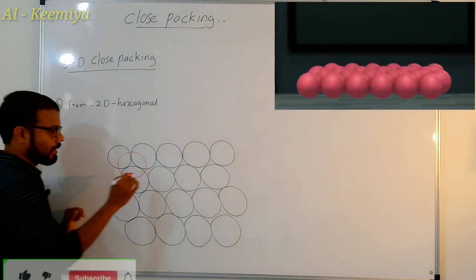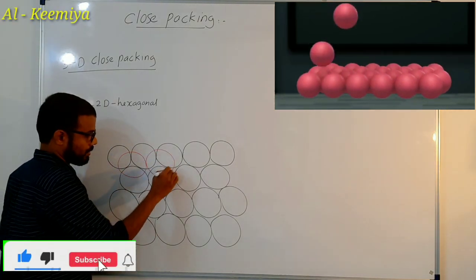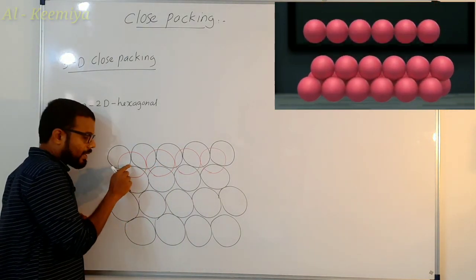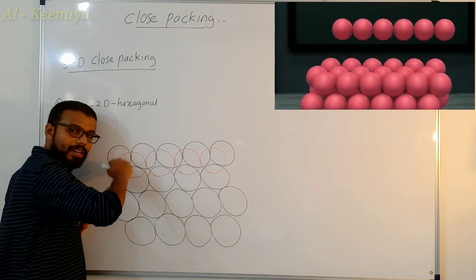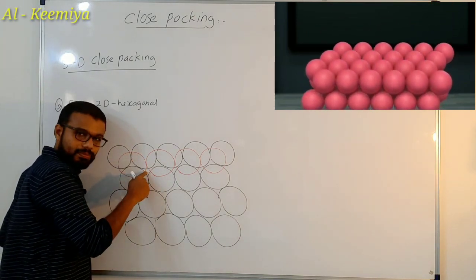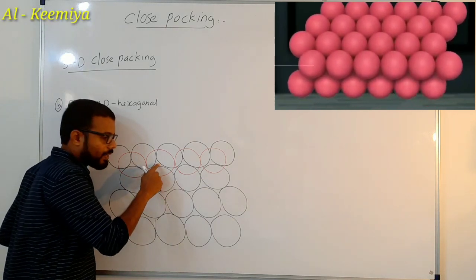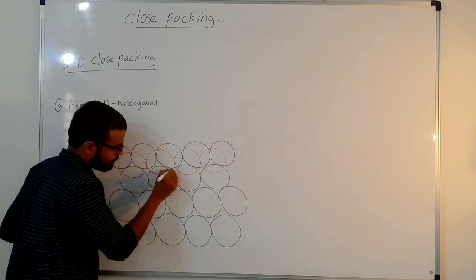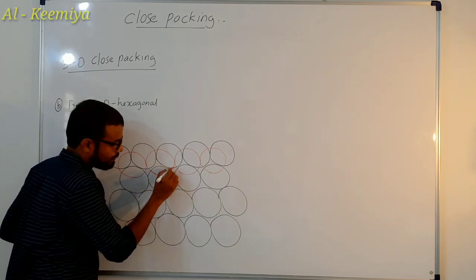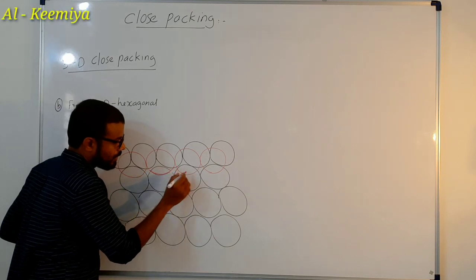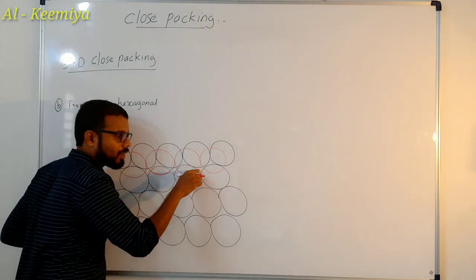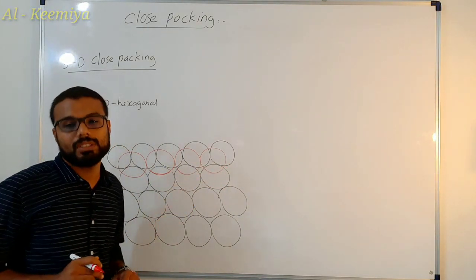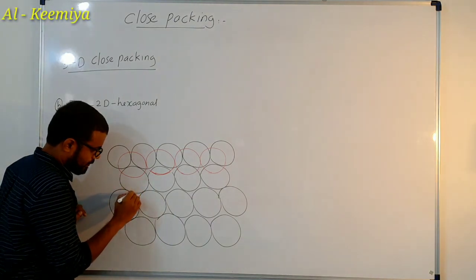This is the second layer. Now here again we are placing. Now you can see one thing. When we place this second layer, this triangular void is covered by a red sphere, but this one is not. Again, this one is covered, this one is not. So alternate triangular voids are covered.